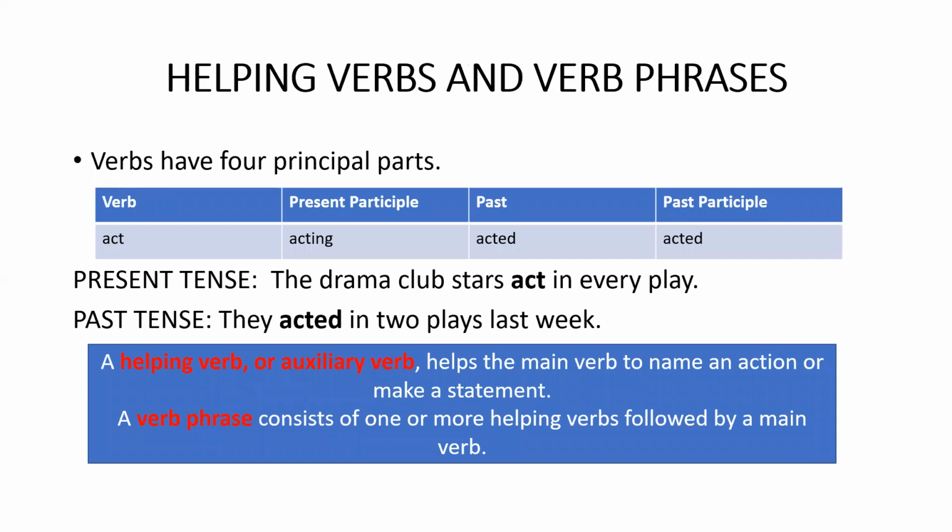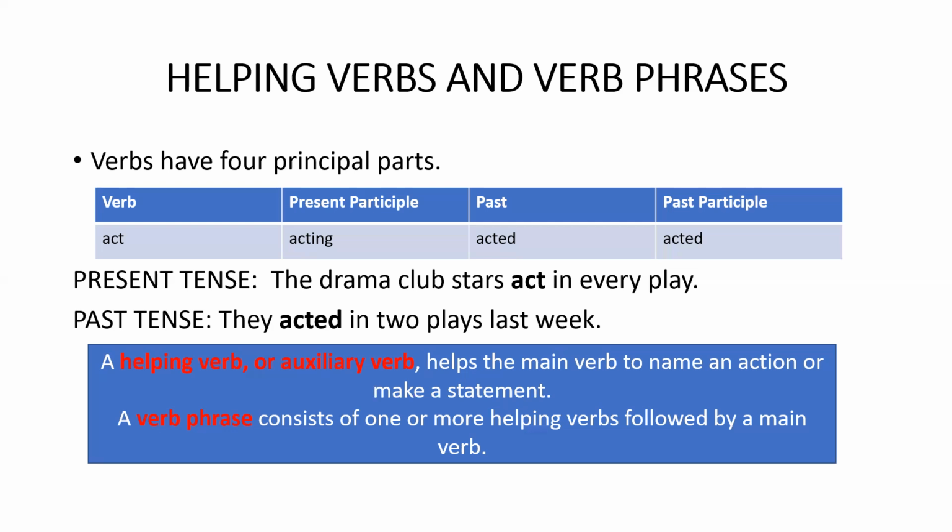Now, the helping verbs and some of the verb phrases. Generally, verbs have four principal parts. All tenses of a verb can be formed from these principal parts and helping verbs. I have given below here in the chart four principal parts of the verb act. Act is the base verb. The present participle is acting, past tense acted, past participle acted.